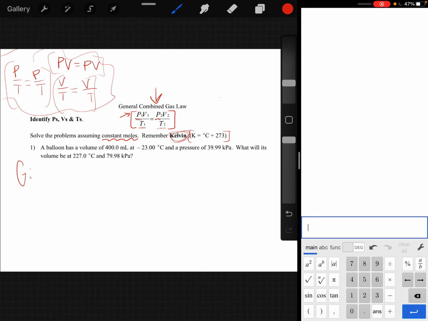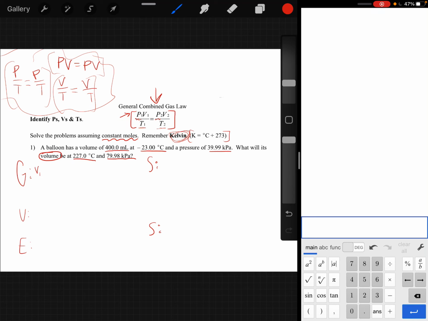So I'm going to go ahead and use my GUESS method. I strongly recommend using this on the test just to make sure you're all right. And so I'm going to go through and read my problem and underline everything I've been given. So I have a volume of 400 mL at negative 23 degrees Celsius and a pressure of 39.99 kPa. What will its volume be at 227 degrees Celsius and 79.98 kilopascals? So wow, I have a lot of givens here.